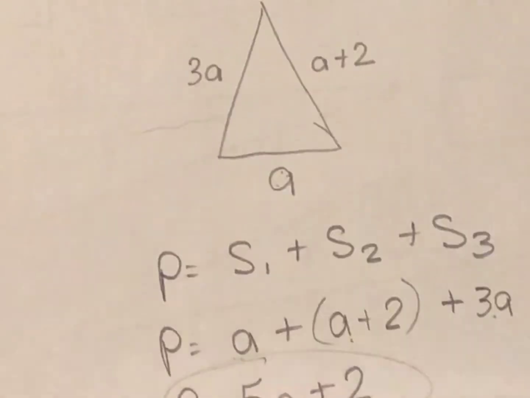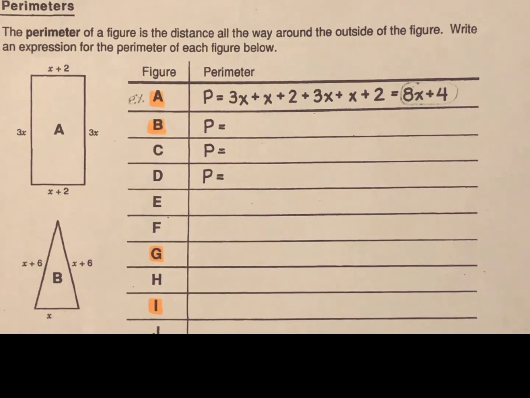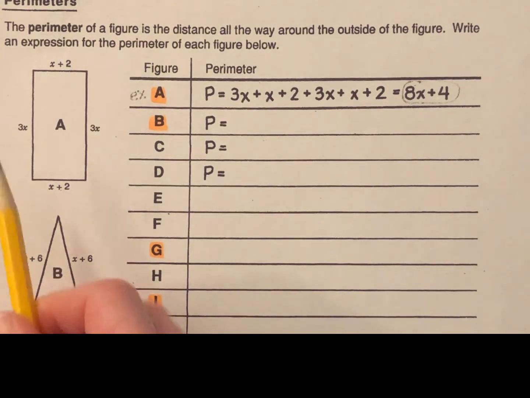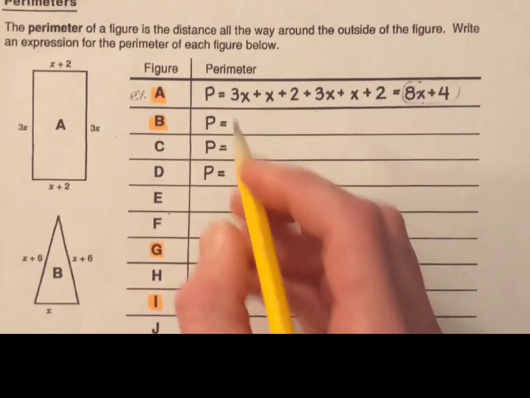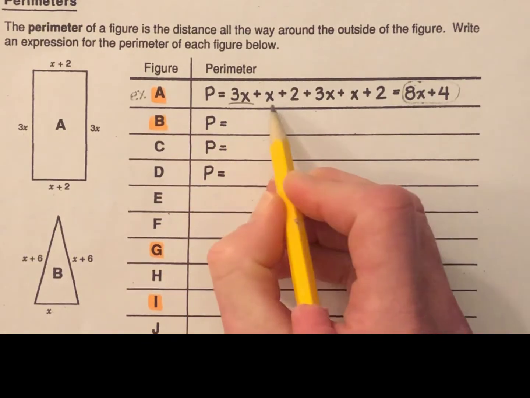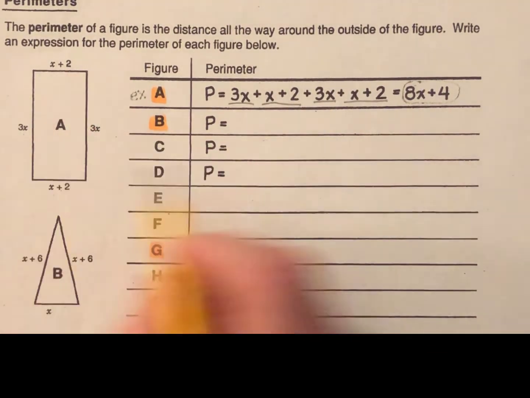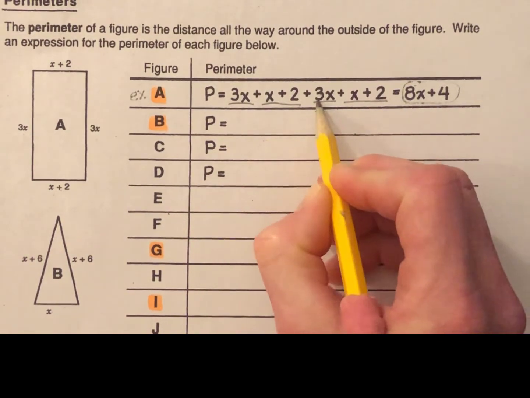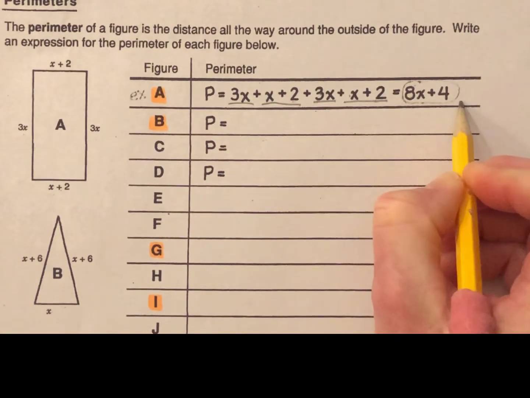So now, page 15. They did A for you. And if you look over at the figure A, your sides are 3x, x plus 2, 3x, and x plus 2. So each one of those sides is added in here. In the end, when you count up all your x's, 3, 4, 5, 6, 7, 8, you've got 8 x's, and then your numbers 2 plus 4, just like that.